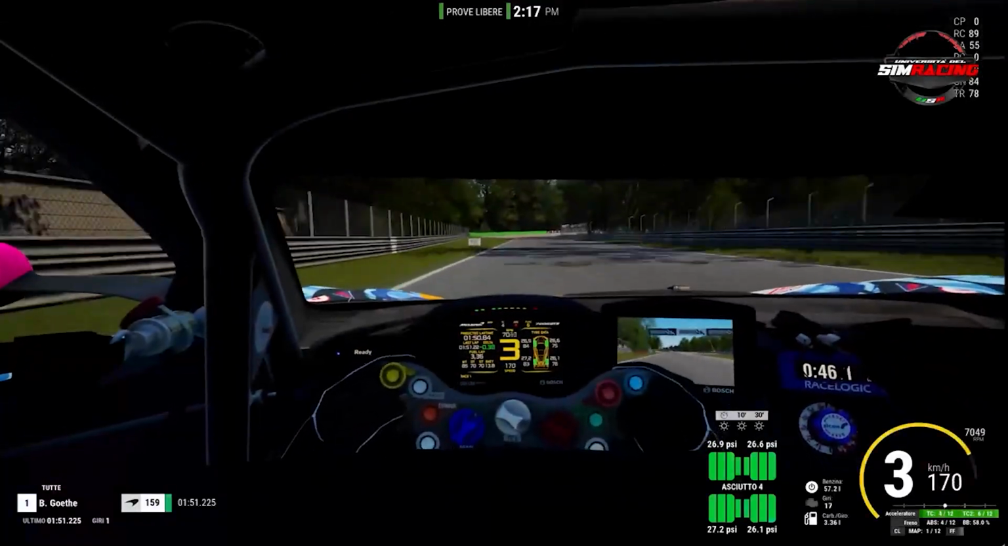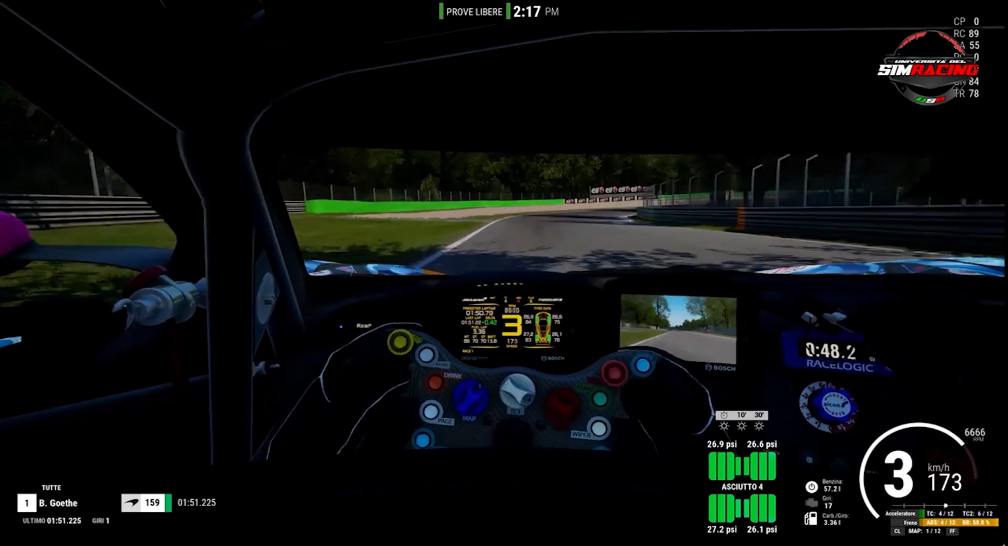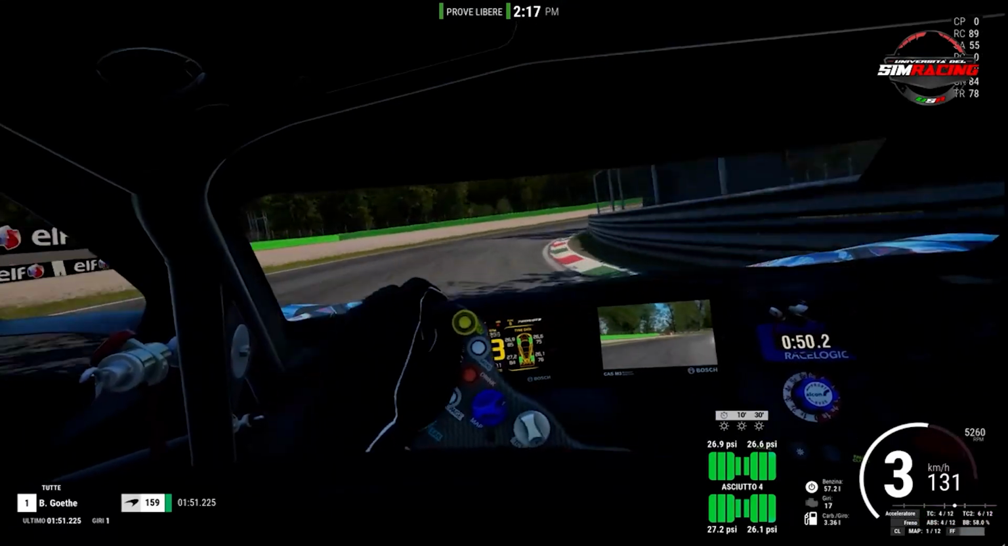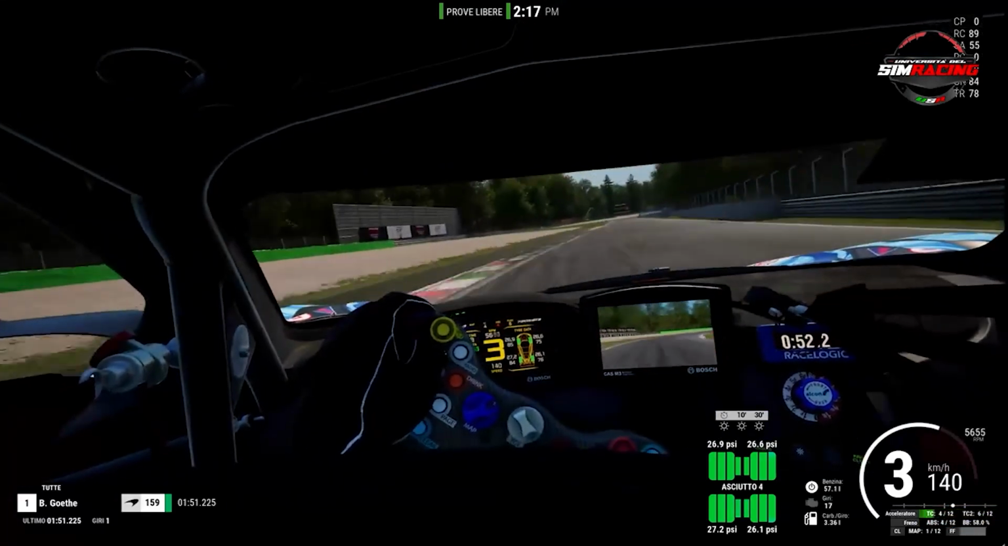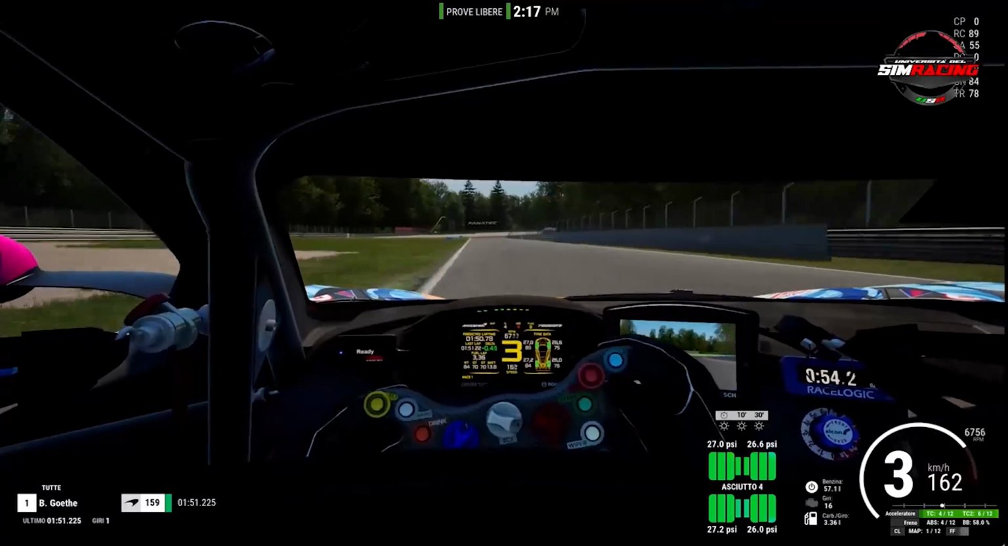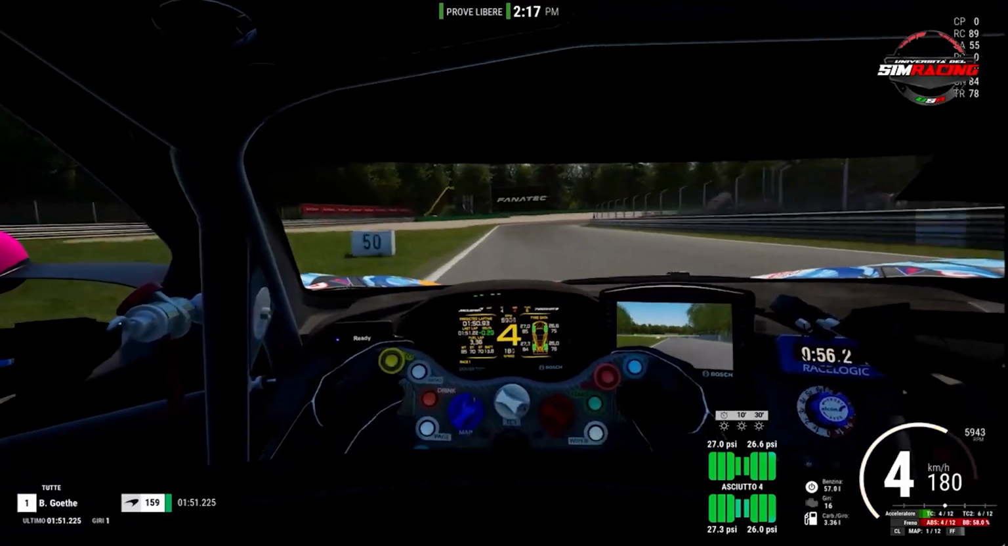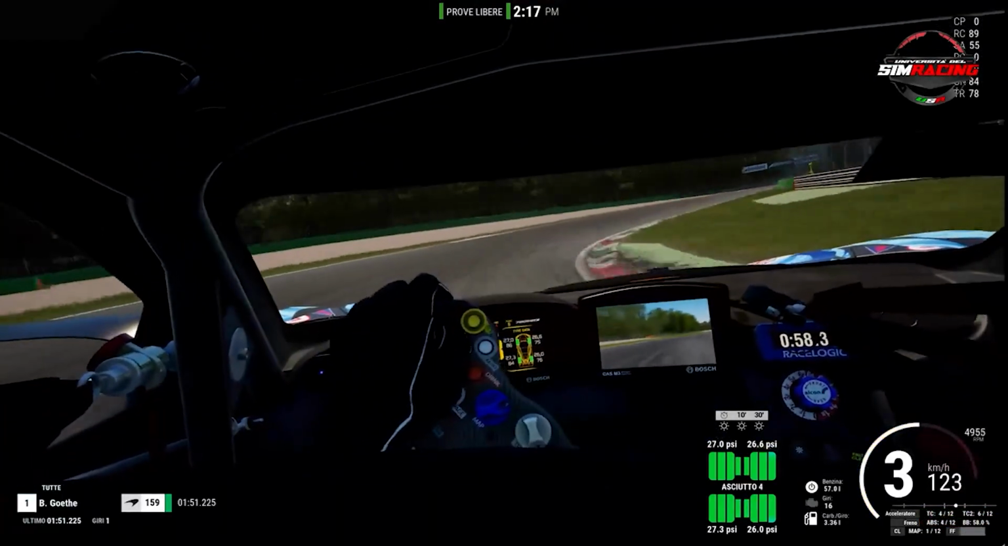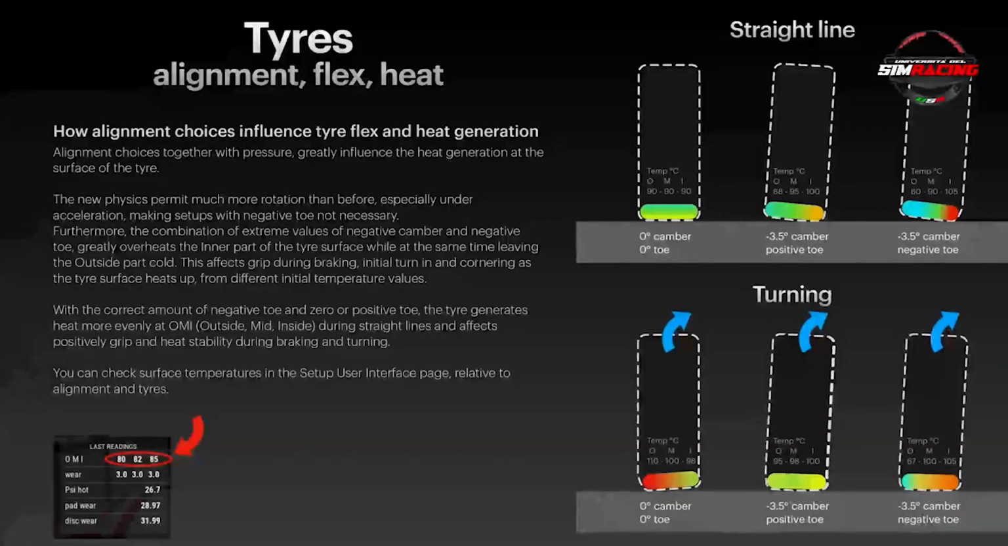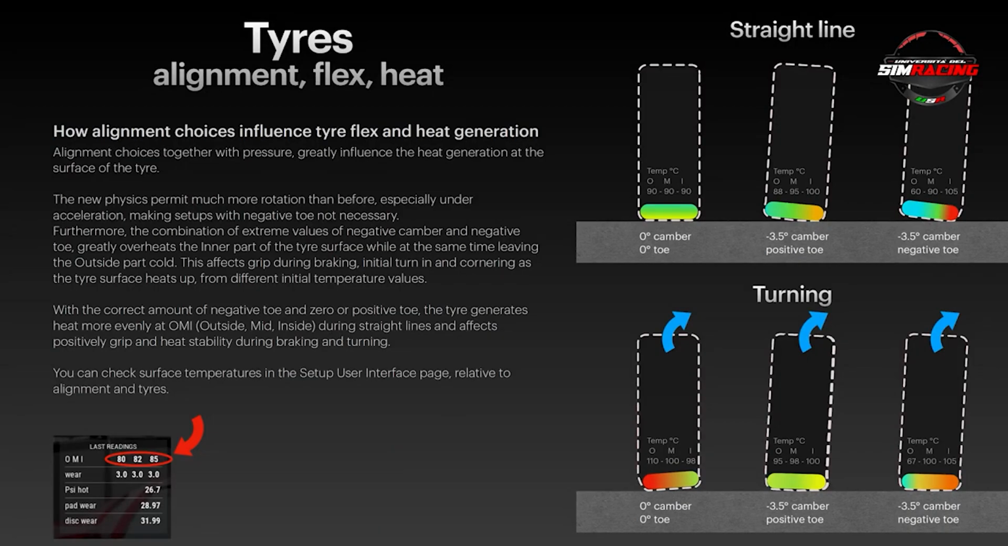Another limitation of this analysis is related to tire temperatures. Since surface temperatures have never been available in telemetry, a questionable design choice by Kunos, it's impossible to verify whether and how toe adjustments affected tire heating. It's worth making an important distinction here. According to the patch 1.9 notes, the new tire model states that toe influences heat distribution across the three tire sections: inner, center, and outer.